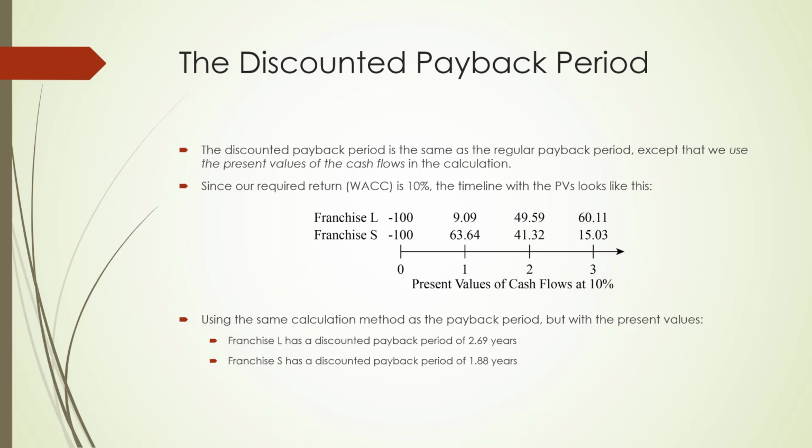Now, on the timeline that you see on the screen here, I've calculated the present values of each of the cash flows for both franchises, and you can see them shown here. And if we use the same exact technique to calculate the discounted payback period that we did for the regular payback period, except using these present values, you'll find that franchise L has a discounted payback period of 2.69 and S has a discounted payback period of 1.88 years. Even with the discounted payback period, S looks like the better project if we have to choose between them.